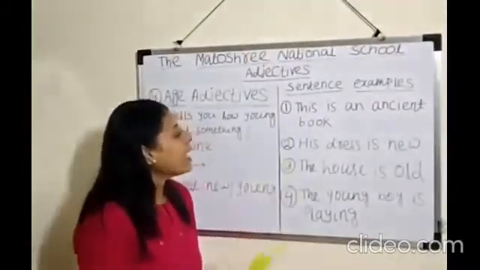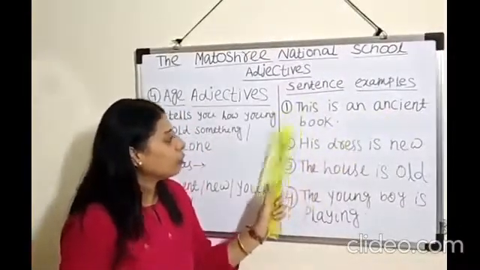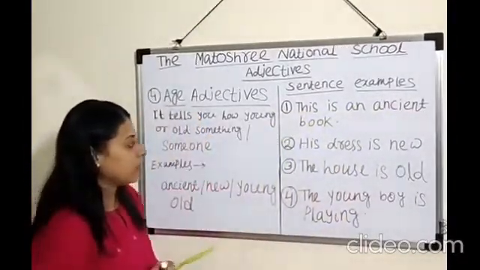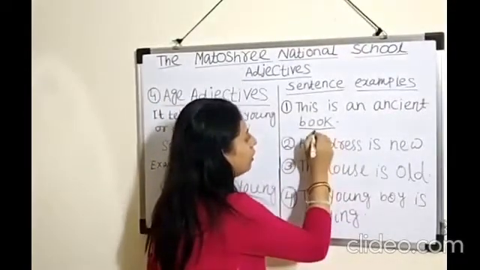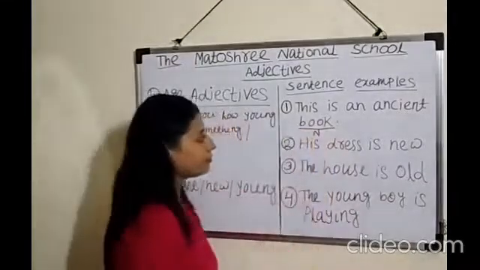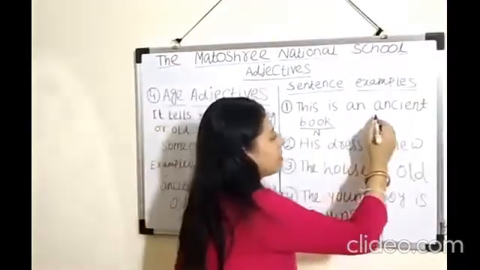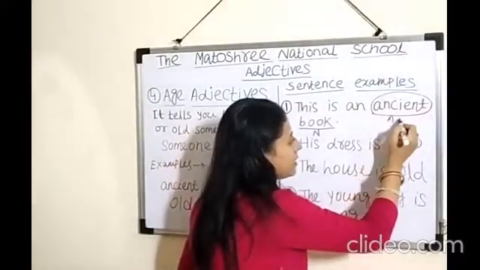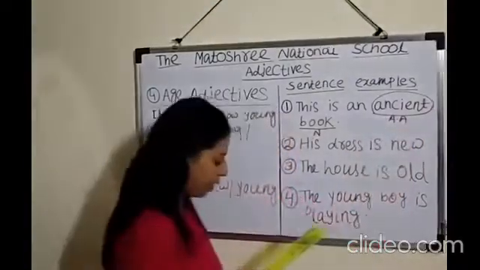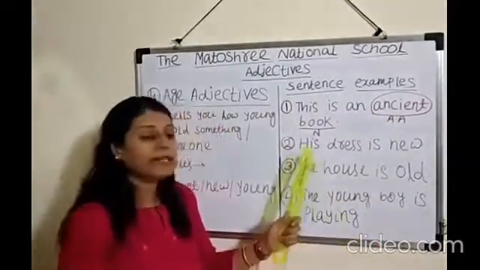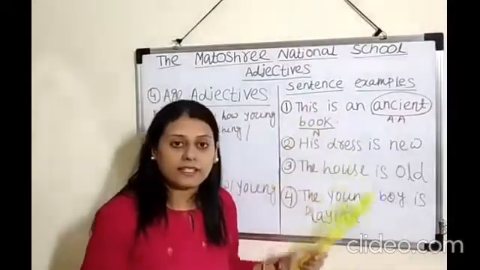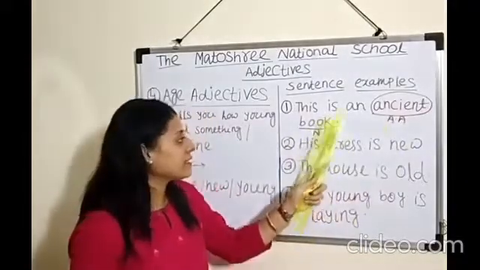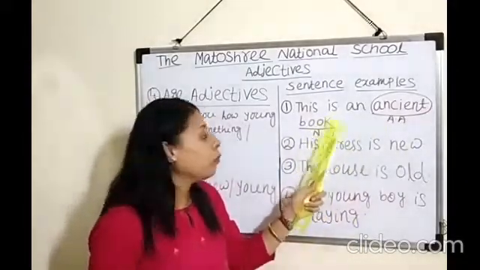Okay, first is this is an ancient book. Here, book is a noun, and ancient is an age adjective, where it shows what type of book it is. It is a very ancient book. Ancient means very old. It describes the noun book.